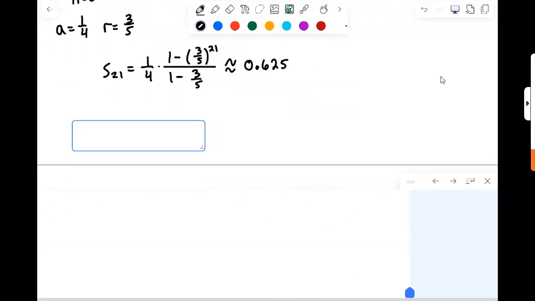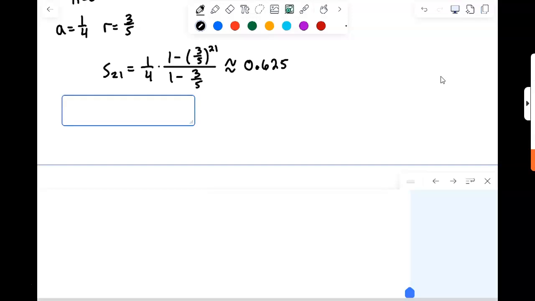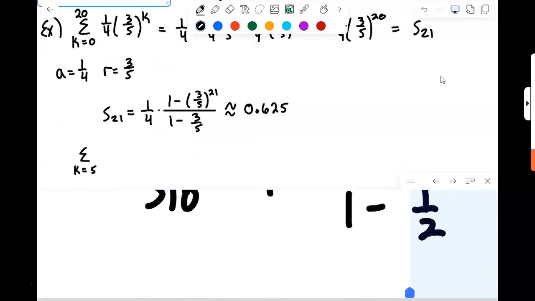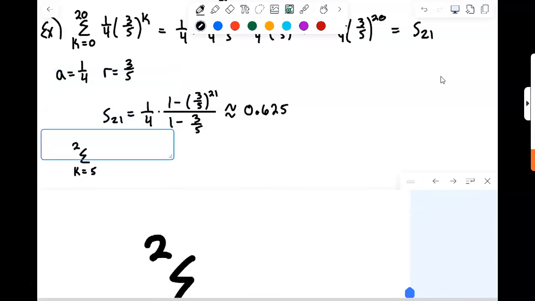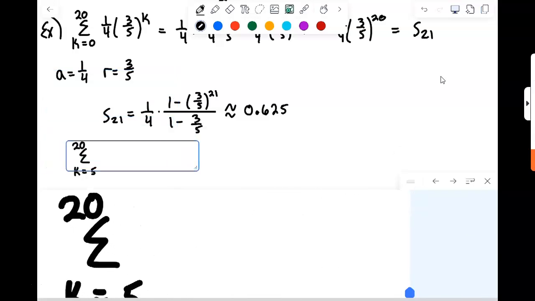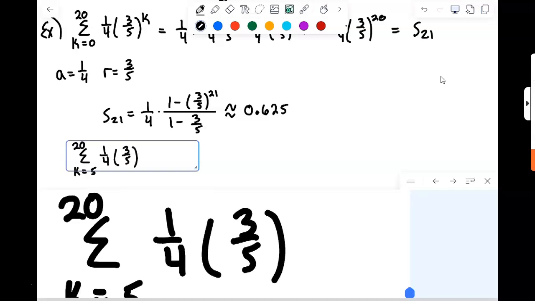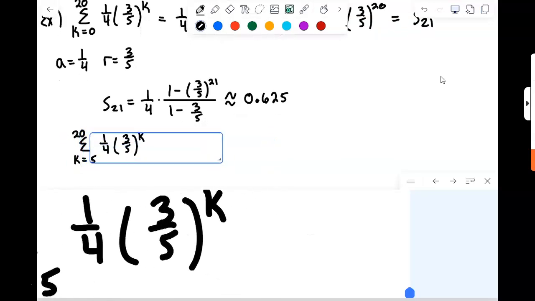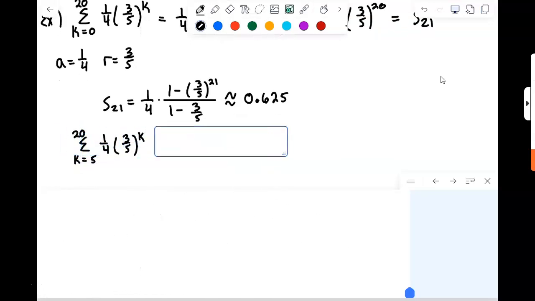Now, you will see some sums in the homework where it'll be very similar to what I just did, except the sum won't start at 0. So what if we had this problem here? Exact same problem, sum as k goes from 5 to 20. Then you actually have a couple of options.